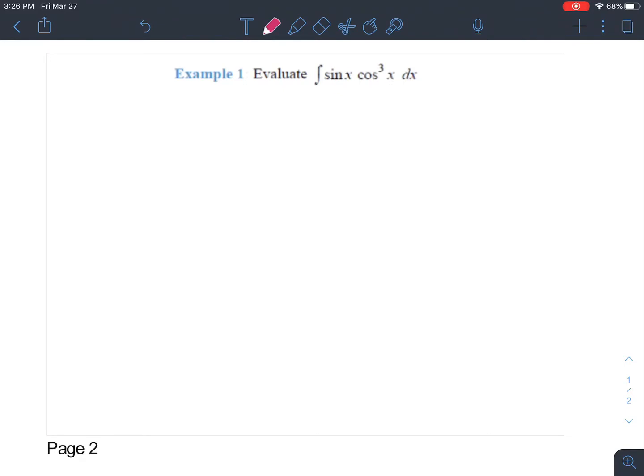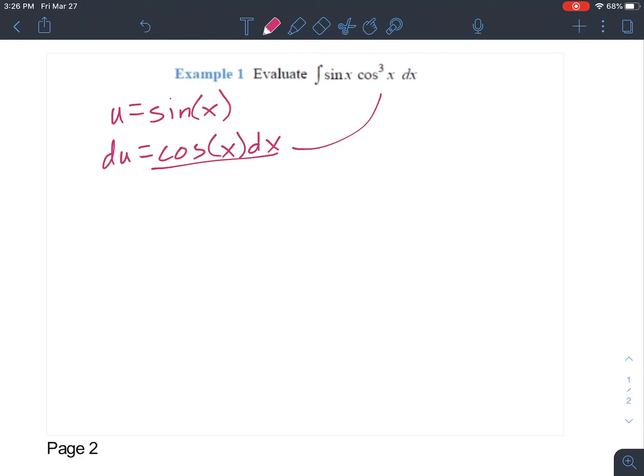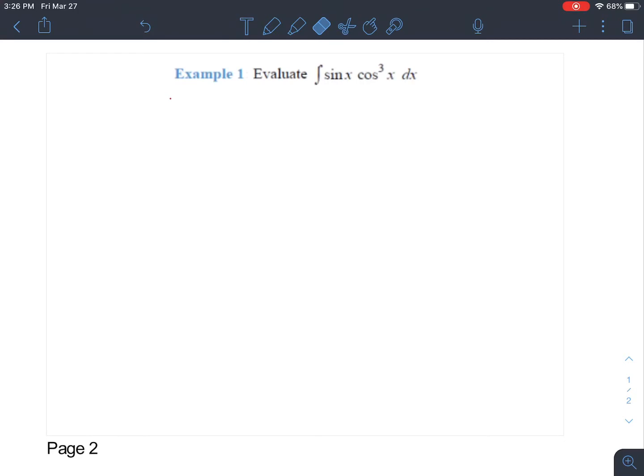So between the two, I see if I were to let u equal sine of x, then du is going to be cosine of x dx. But we have a problem. We only have cosine of x, we need a cosine cubed. And we're not allowed to cube du because dx is not cubed. So that was not the proper substitution. I also told you we're not supposed to let u be cosine cubed.